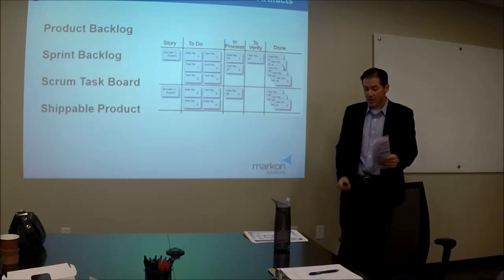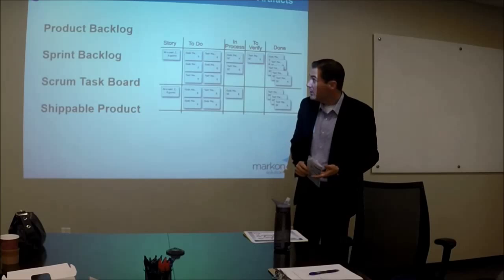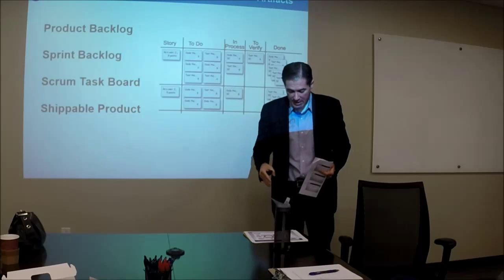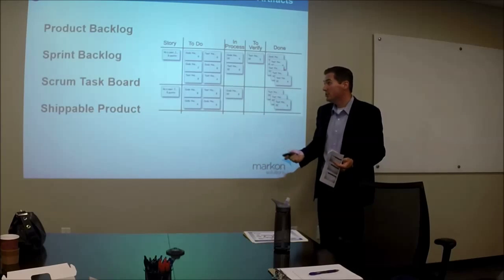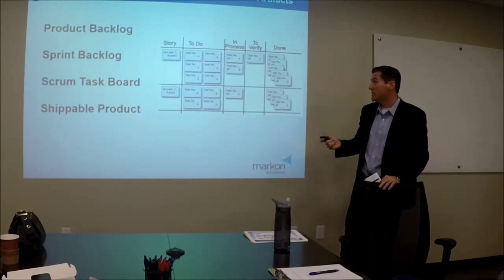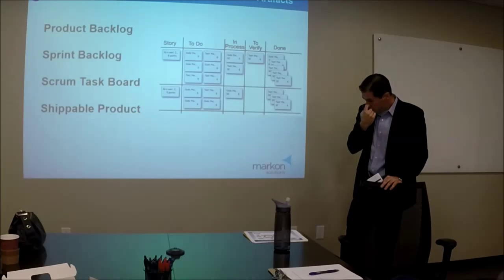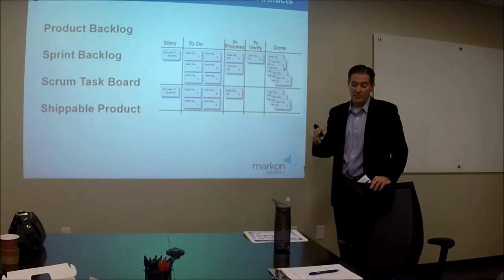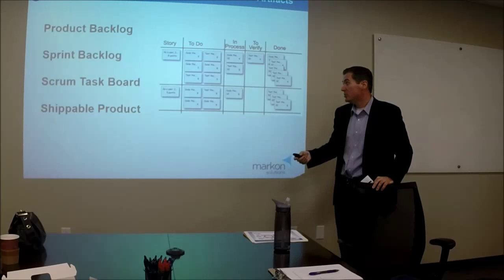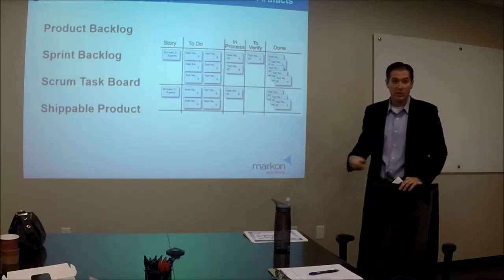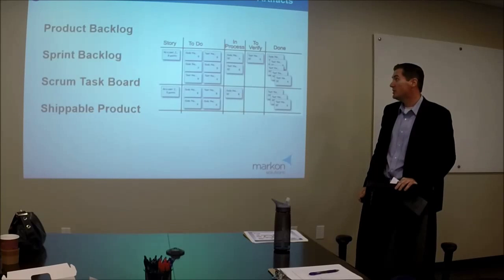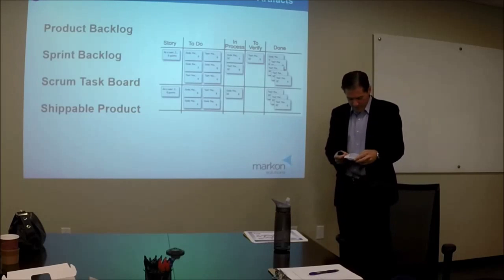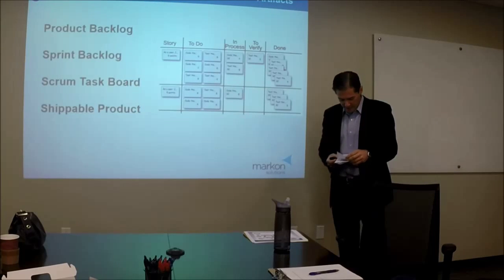Okay, artifacts. Right now, on your sheet here, we've been through the roles, we've been through the meetings, and now the last thing really is just the artifacts. That kind of closes out the process here. There's only a handful of artifacts, which is good. There's the product backlog, the sprint backlog, the Scrum task board, and then the shippable product. Those are the artifacts that are created through the Scrum process. I don't have slides for these ones, so I'm going to go over them on this slide here.